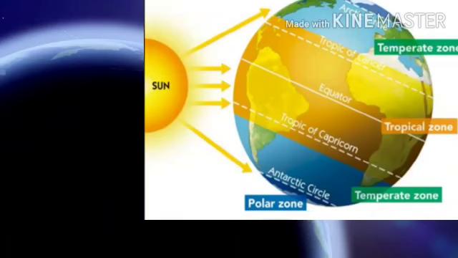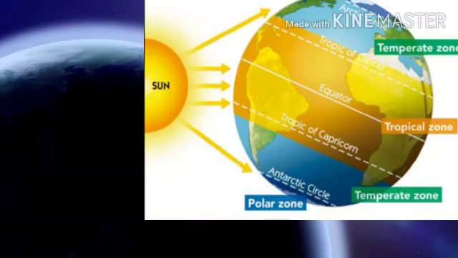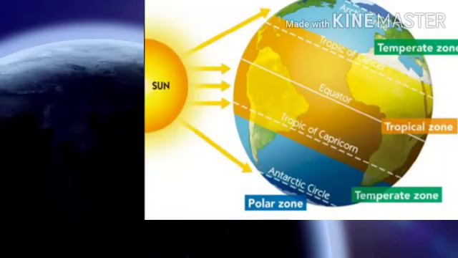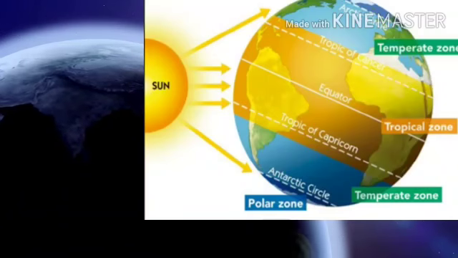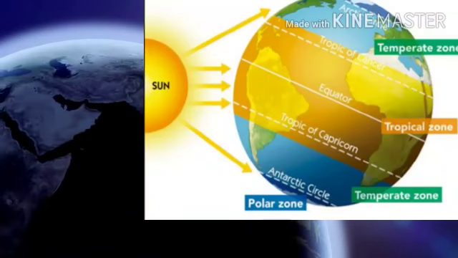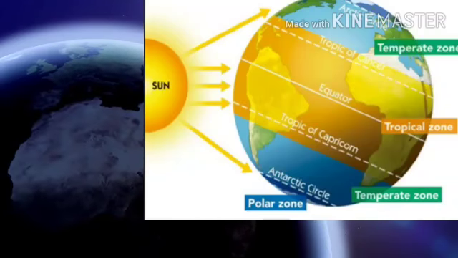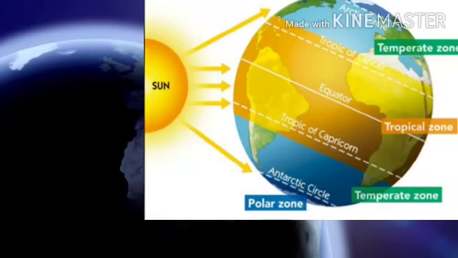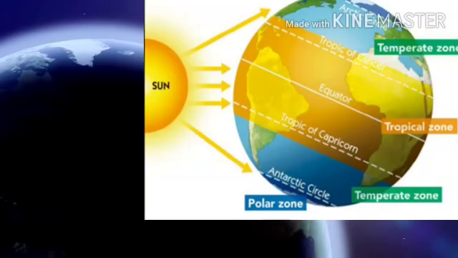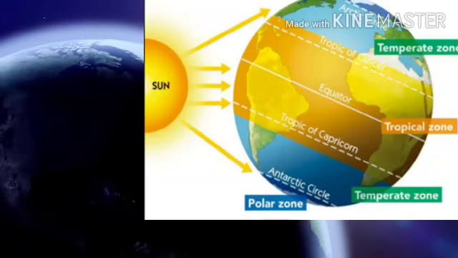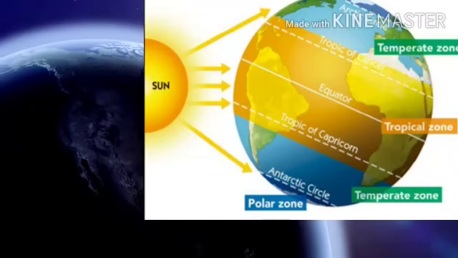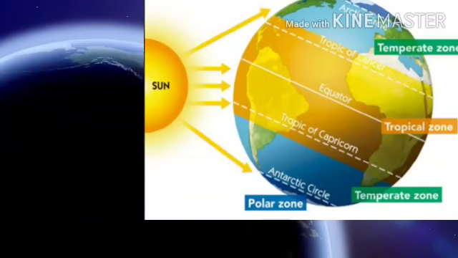Now let us learn about the temperature zones, also called heat zones. The distribution of temperature is not uniform, means it is not the same everywhere on the earth's surface. On the basis of insolation, what we have learnt, insolation means the solar radiation reaching the earth. The globe is divided into 3 temperature zones or heat zones.